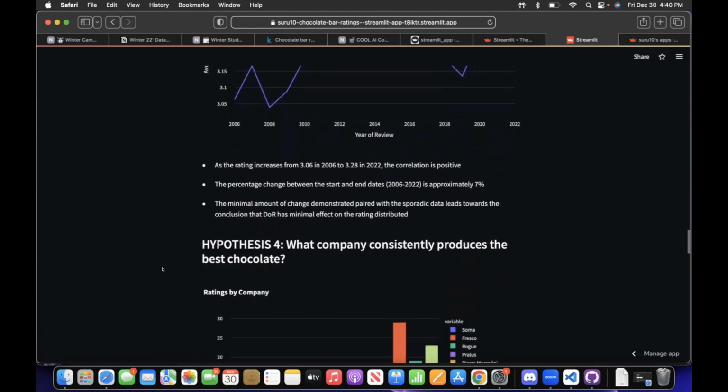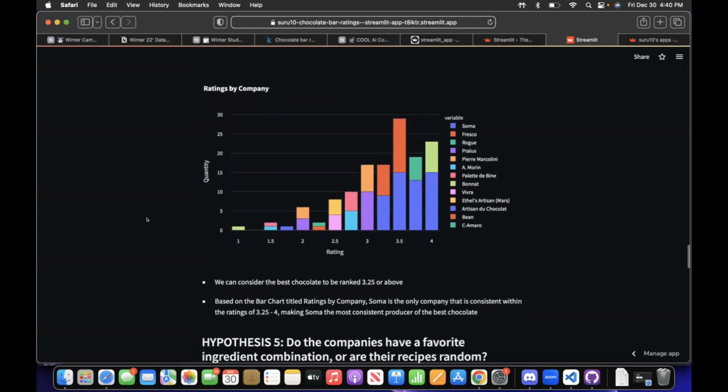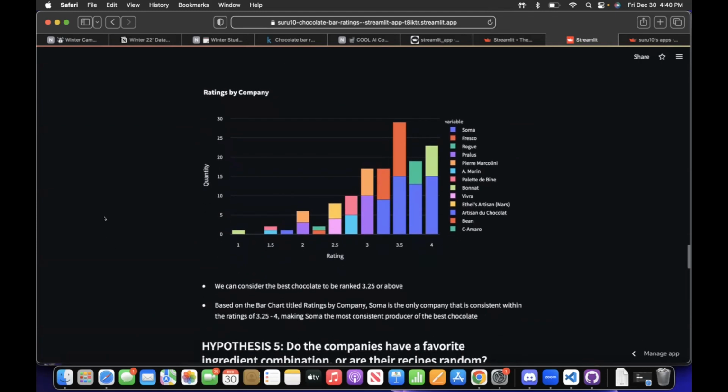Our fourth hypothesis is what company consistently produces the best chocolate. Before we made this graph, we had to make a data frame of each rating in order to find the top 2 companies, and then we could make this graph. We then had to decide what we considered the best chocolate to be, and we decided it was a 3.25 rating or above. If you look at 3.25 to 4, there's one company you can see is the most consistent, and that's the Soma company, the dark blue color. So we concluded that Soma was the most consistent producer of the best chocolate.